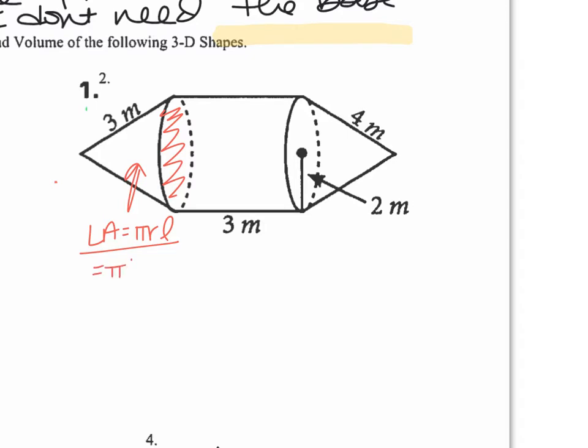So pi, my radius. My radius of this has to be the same as my radius over there. So my radius is 2, because over here is 2, and my slant height is 3. I'm going to leave this in terms of pi, because that makes it a heck of a lot easier. So 6 pi.